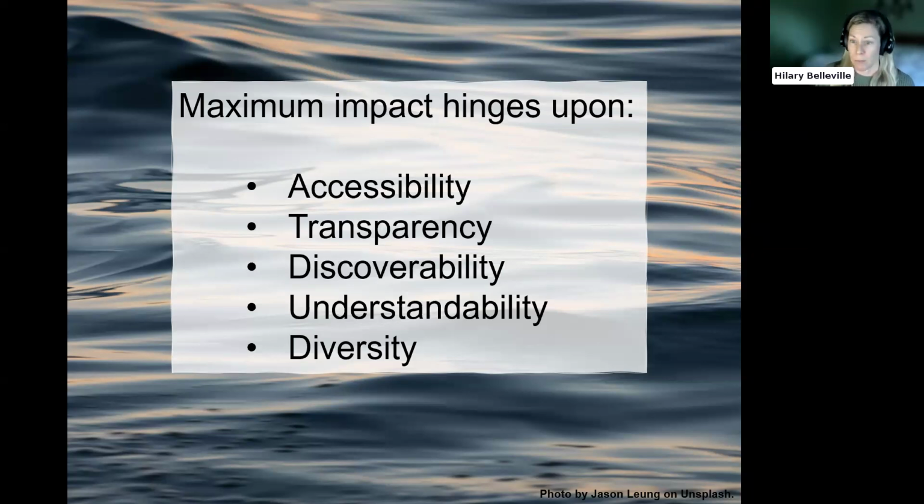Research needs to be discoverable. What good is accessible and transparent research if those who need it can't find it? We have to ensure that people can discover the findings that they're trying to disseminate. Research needs to be understandable.